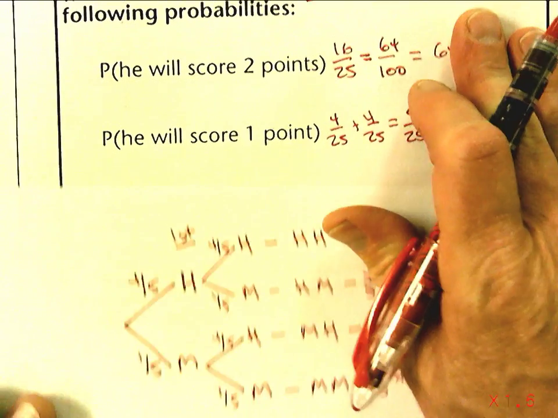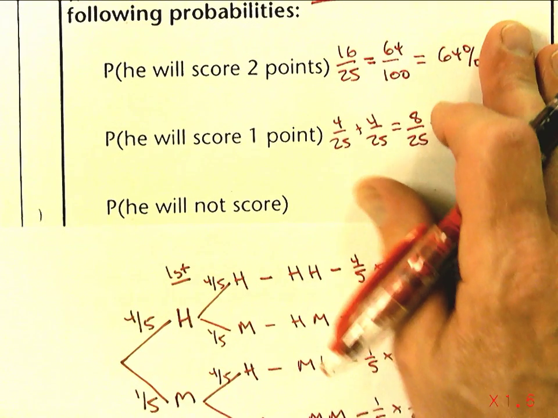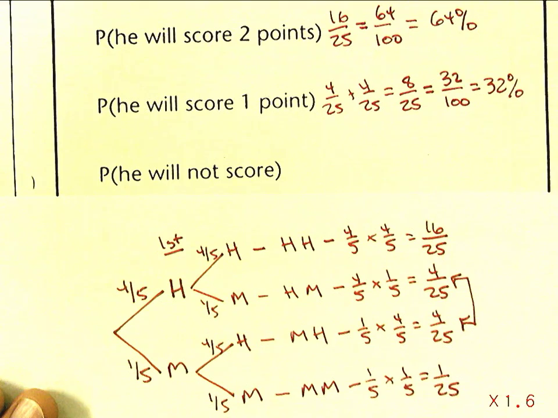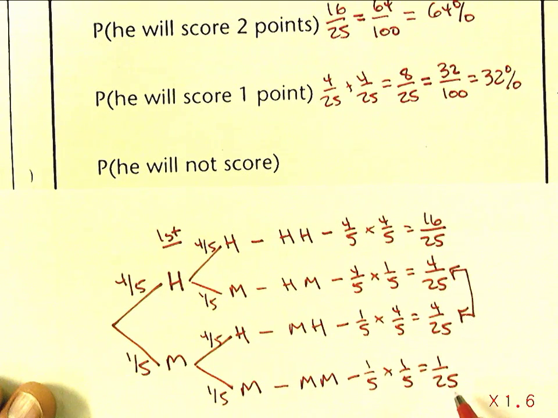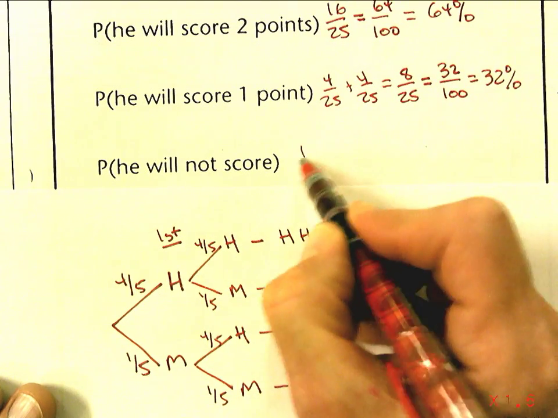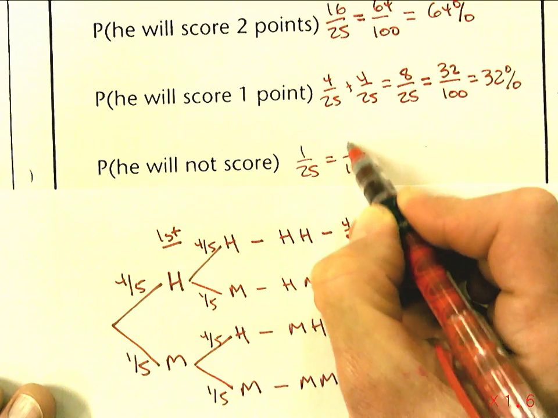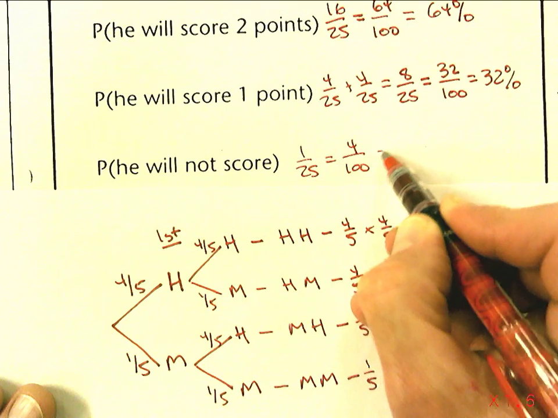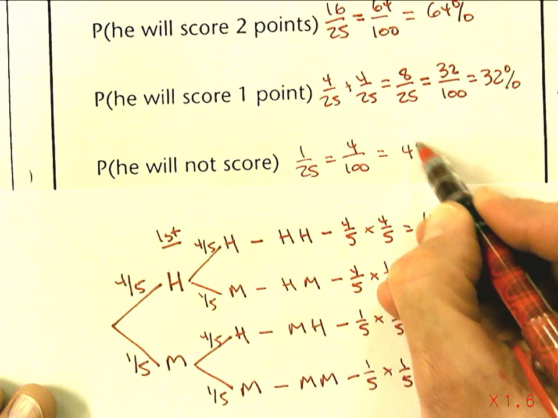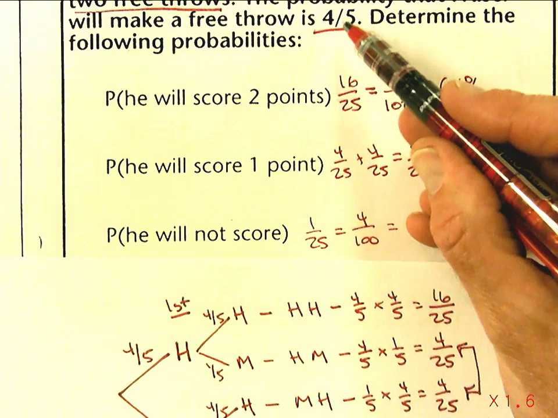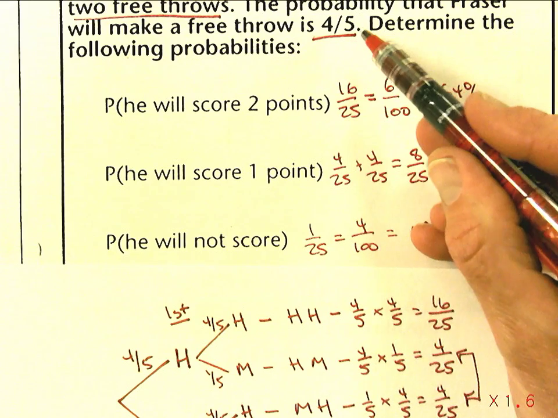And then the last one in this part is that he will not score at all. And that, of course, is just our last one here, 1 out of 25. Again, I can make that into a percent by multiplying by 4, top and bottom. And so 4% of the time he doesn't score at all, if his free throw shooting percentage is around 80%, which is what 4/5 represents.